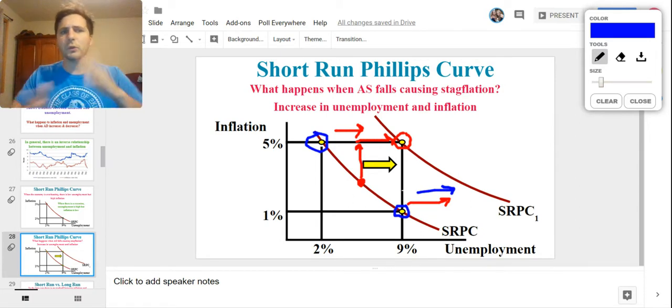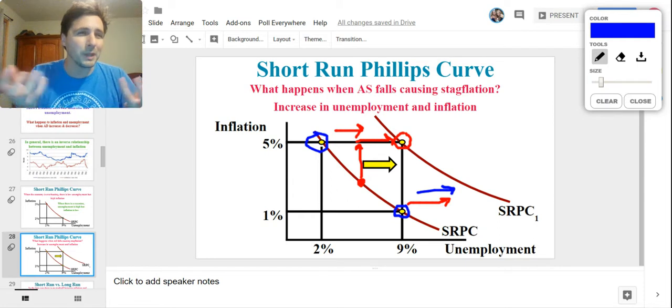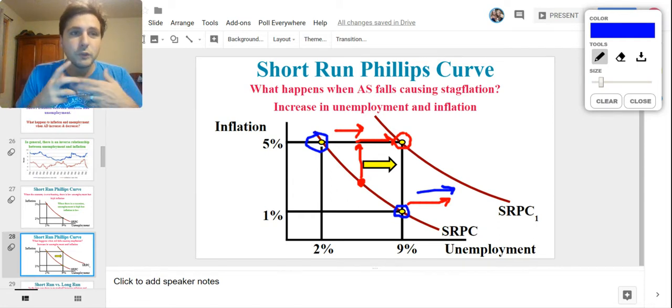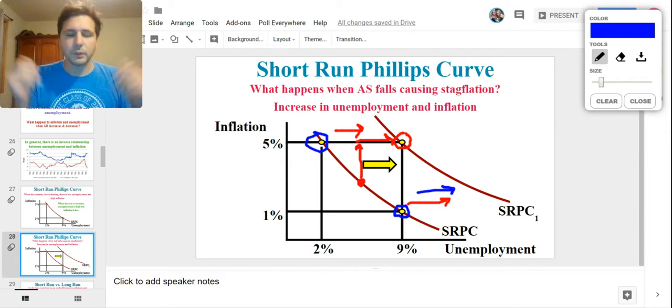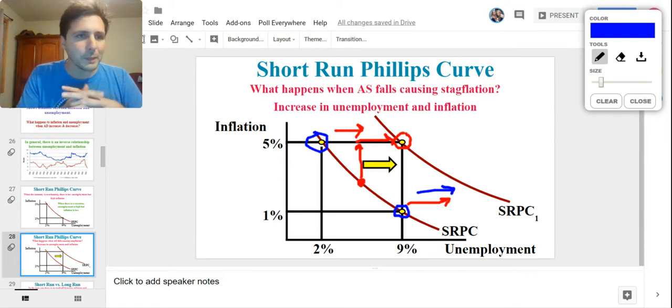Now you don't have to remember those opposites and inverse relationships, although it might be helpful to memorize them. But if you know the logic and you just track, you're like, okay, inflation's going up, unemployment's going up, you'll always find that you're making the right plot of points and shifting the curve in the right way. It really is just a logic puzzle here. All right, let's keep rolling.